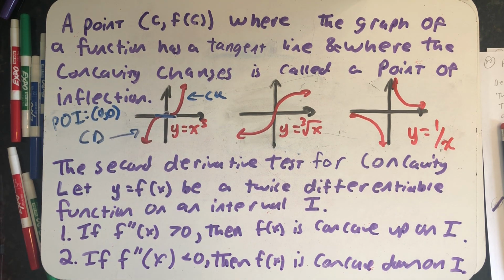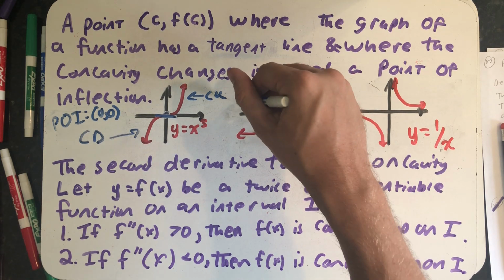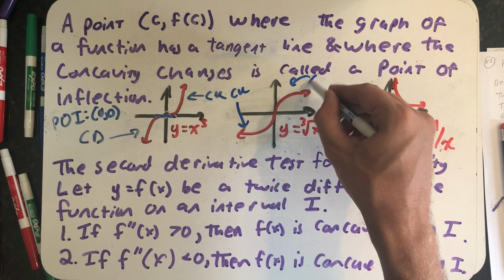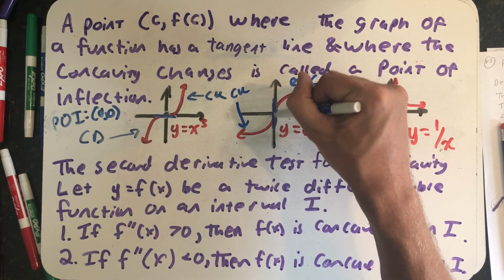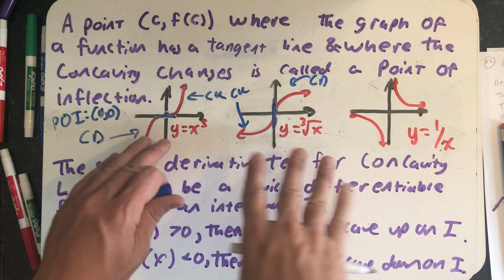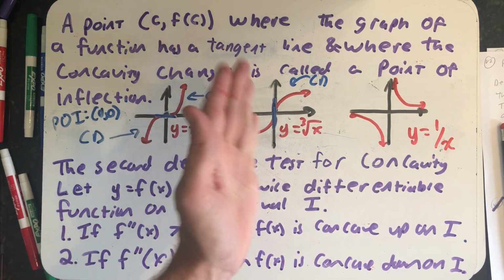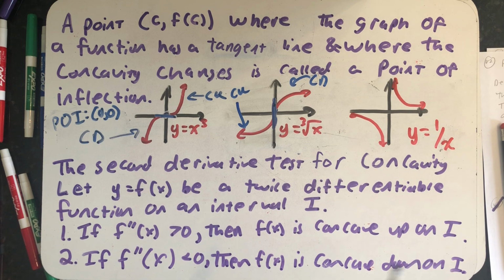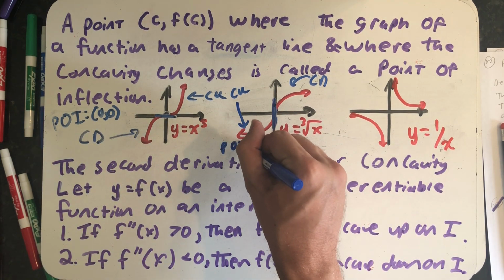For y equals the cube root of x, on the left-hand side, I see a concave up shape, and on the right-hand side, I see a concave down shape. At the origin, I actually see a vertical tangent line, which makes sense because these are inverse functions of each other, but that doesn't really matter for this video. I have a tangent line. The first derivative does not exist at this point, but I have a tangent line. It just happens to be vertical, and the concavity changes. So I can tell you the point of inflection is at the origin.